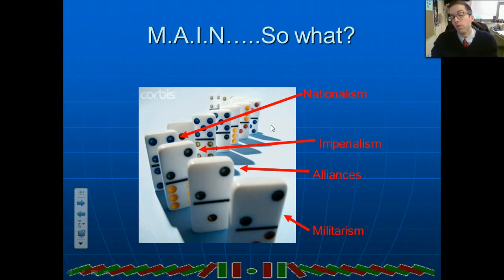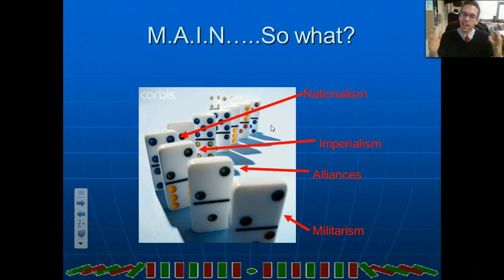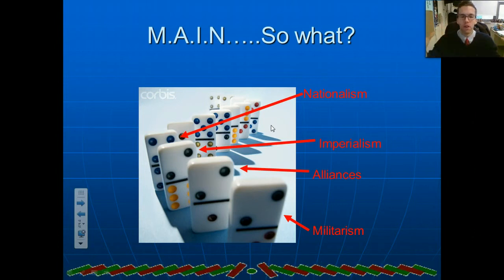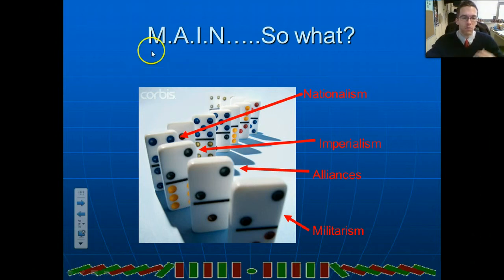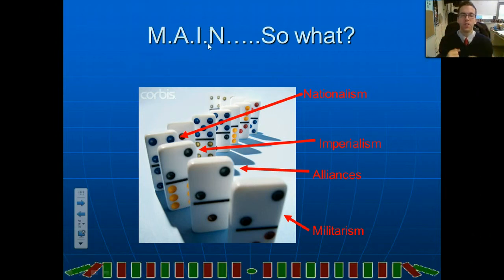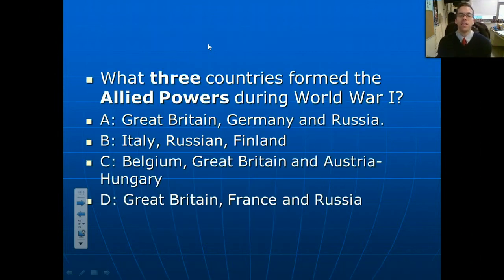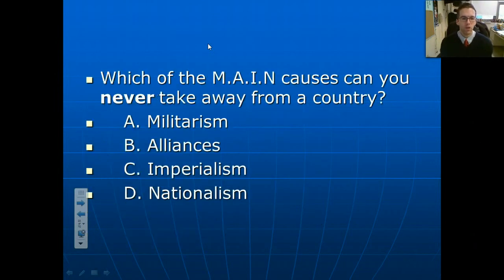Well, really, Europe is ready for a war. They're just getting ready. It's like a stack of dominoes set up, and as soon as one thing happens, boom, they're all falling, and we're going to get into World War I. So you have militarism, the alliances, the imperialism, and then this huge nationalism, and all these countries are like, we're number one, we're number one. Now, we'll go over these tomorrow.